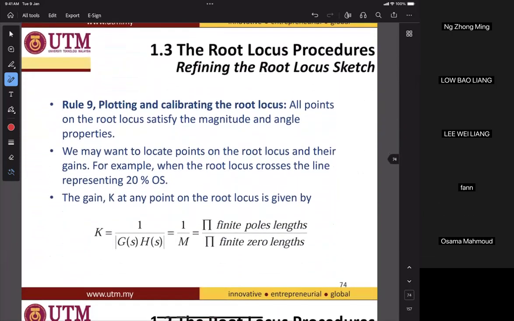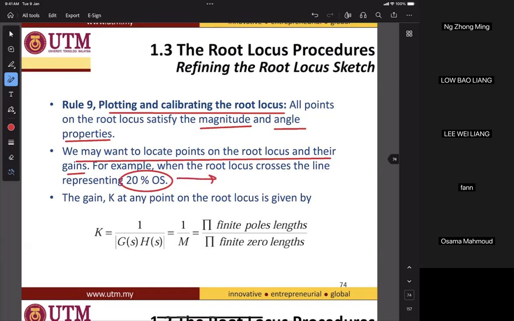Right. Rule number 9: plotting and calibrating the root locus. All points on the root locus satisfy the magnitude and angle properties. That is a must, so that we can confirm that those are the closed loop poles. We may want to locate points on the root locus and their gains. For example, when the root locus crosses the line representing 20% overshoot, what is the gain over there?